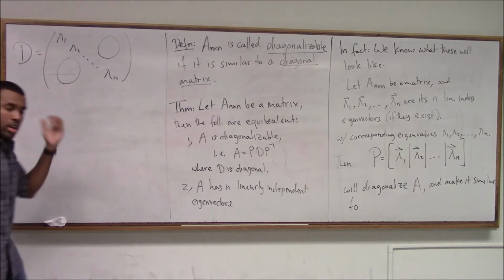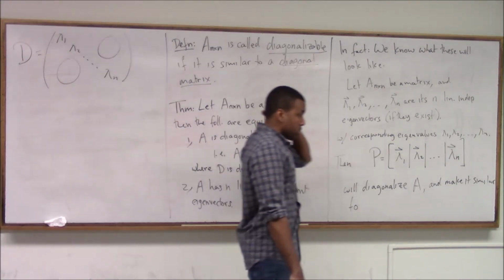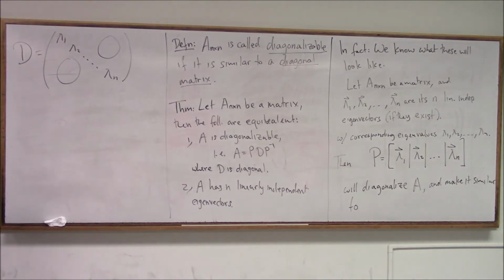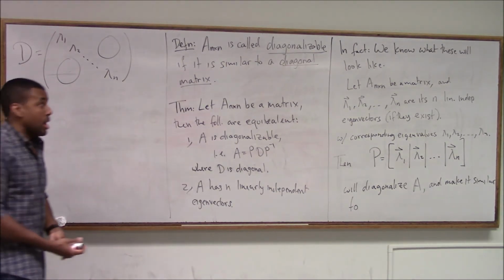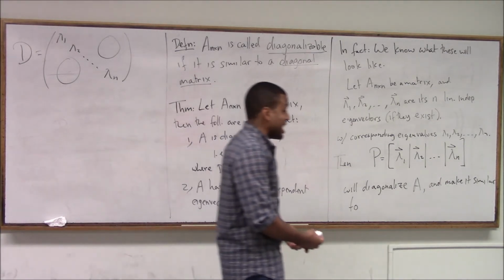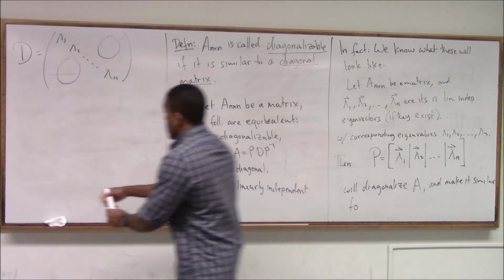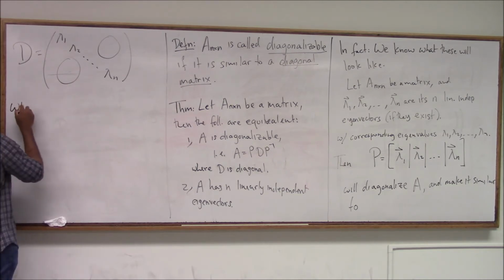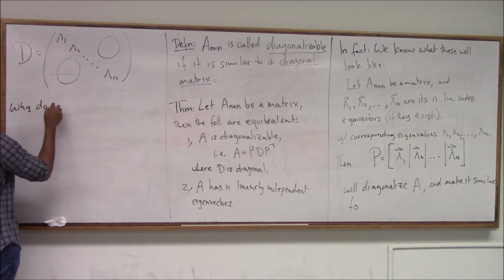You'll notice that in our example, I gave you a 2 by 2 matrix and we found 2 eigenvectors. And it's easy to check that they're linearly independent. I'm actually going to diagonalize that matrix for you. But one thing, why do we care? There's a couple reasons, but I'm going to tell you one of them.